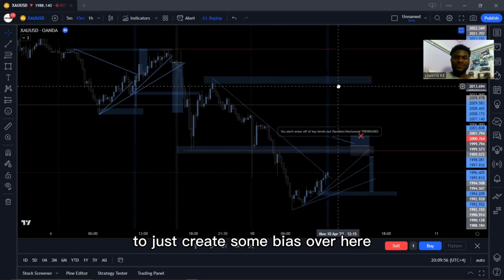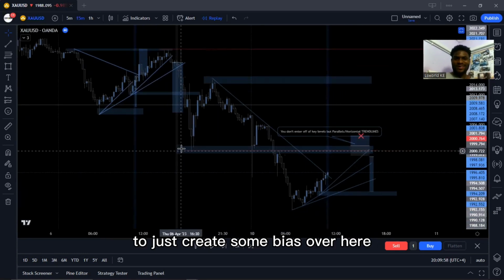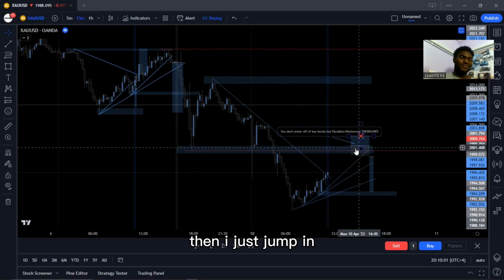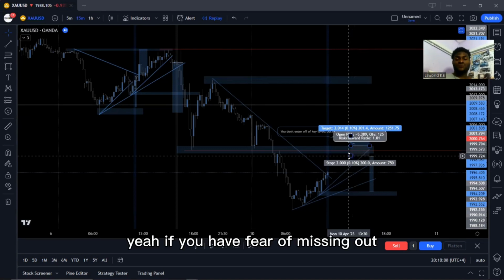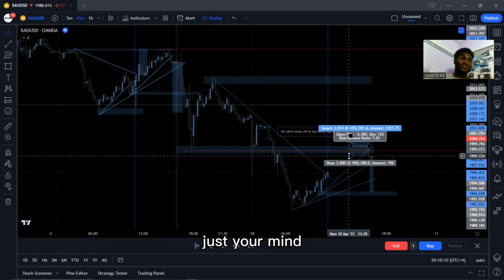So I decided to just create some bias over here, that when price breaks this level, I just jump in. That's what you do when you have FOMO, fear of missing out. You don't want to miss out on the trade. Your mind just creates some bias that is totally against your strategy.